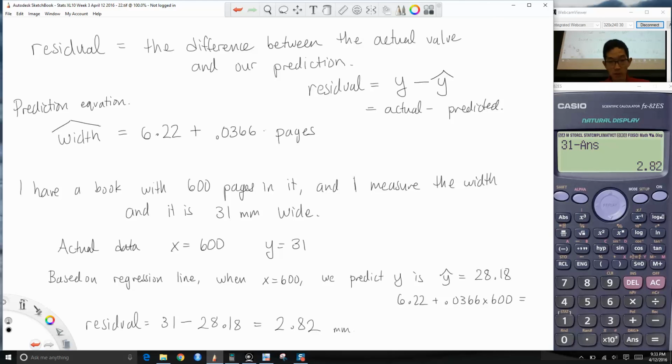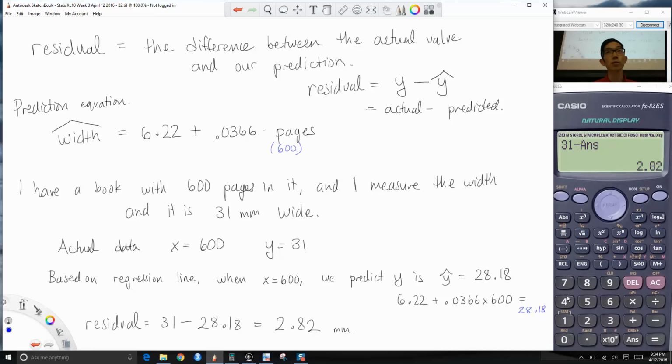28.18. So I'm basically just plugging in 600 for pages, okay? Because I'm saying here I have x equal to 600, so I'm just going to plug in 600 here. So I do 6.22 plus 0.0366 times 600, and when you punch that into your calculator, you get 28.18. So that's what I'm predicting the book's width to be if the book has 600 pages in it.